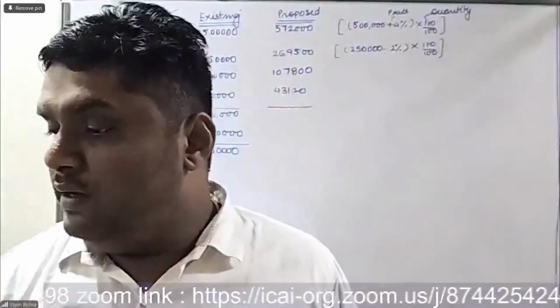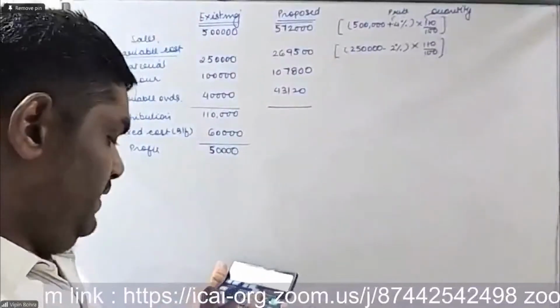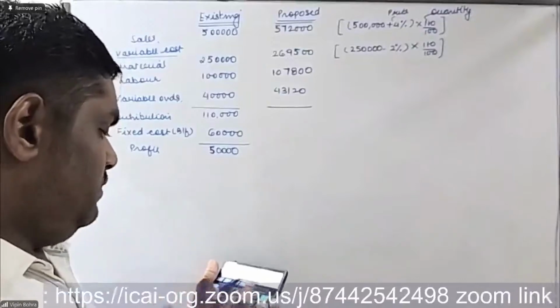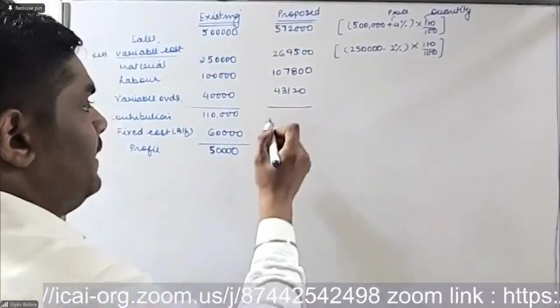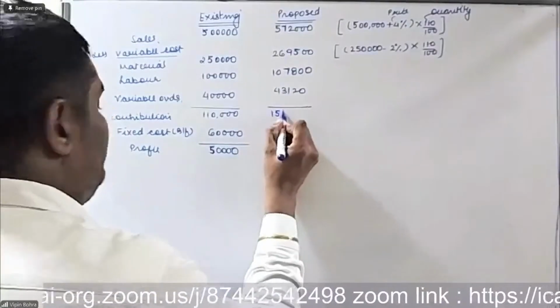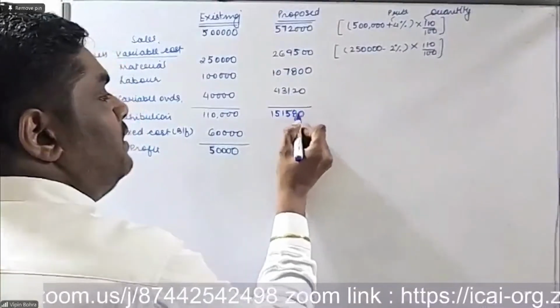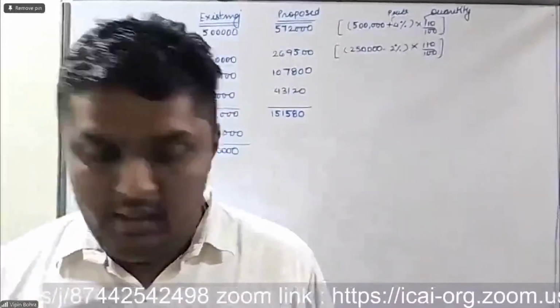So we have got the figures. 5,72,000 is the sales minus 269,500 minus 1,07,800 minus 43,120. We'll get the contribution of 151,580. If you guys have any doubts till now, please post your query.